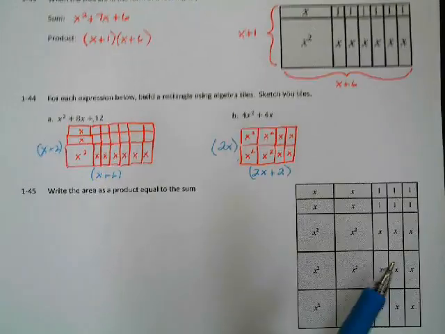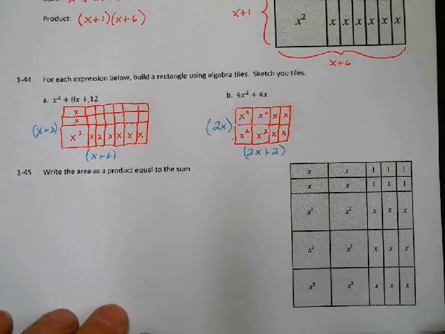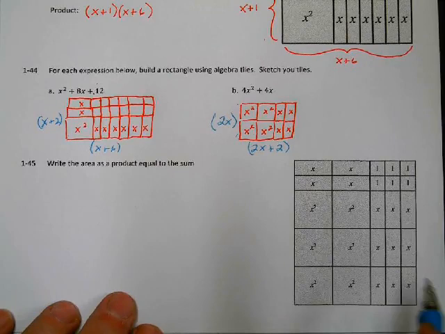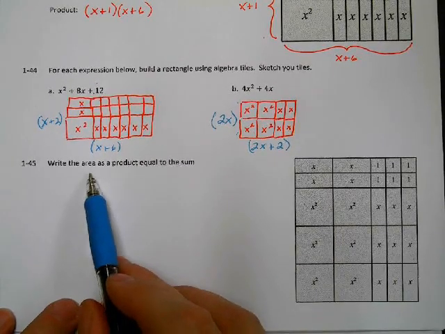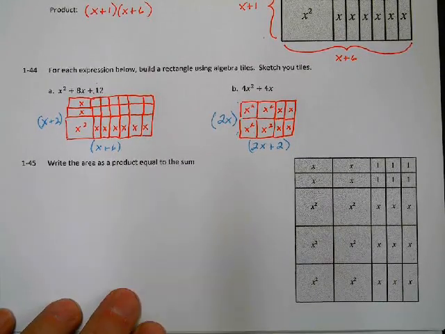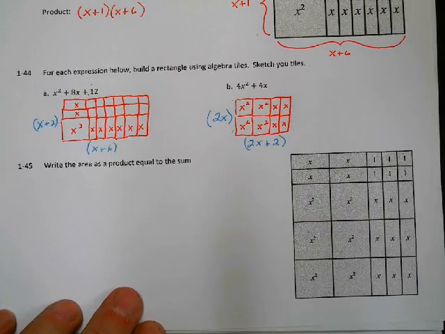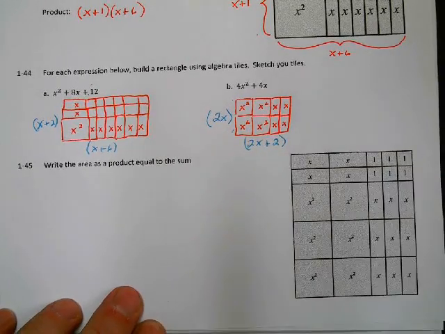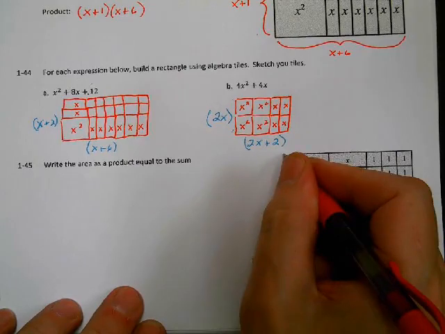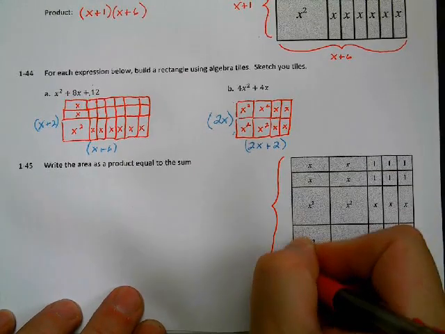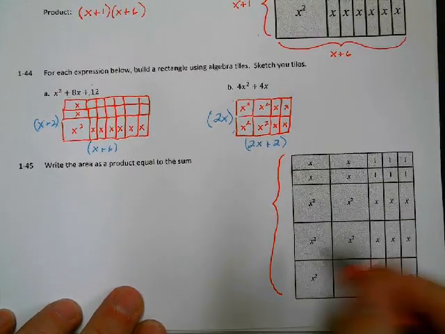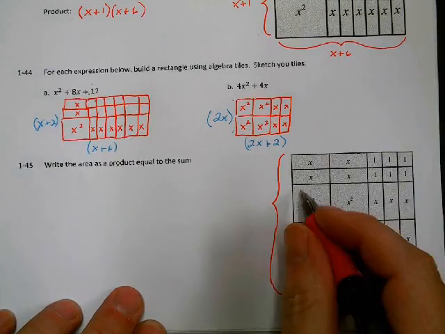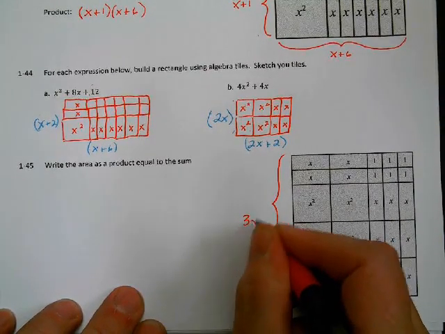Oh, no, we got a back page, sorry. All right, so write it as an area, as a product, and sum. So let's start with the product. So this side here, that wasn't very good. So I've got x, x, x. I've got 3 x's, and I've got 1, 2 unit squares right here.